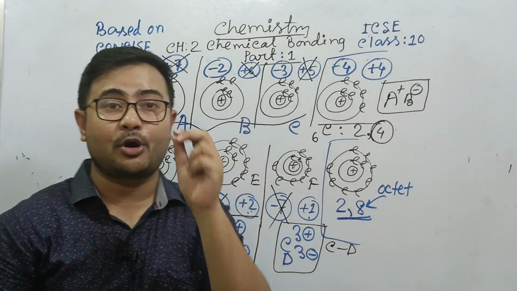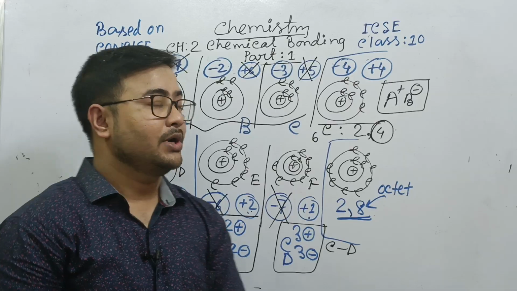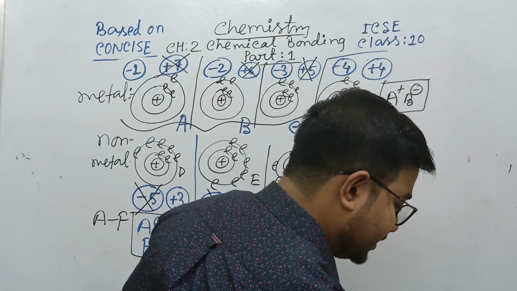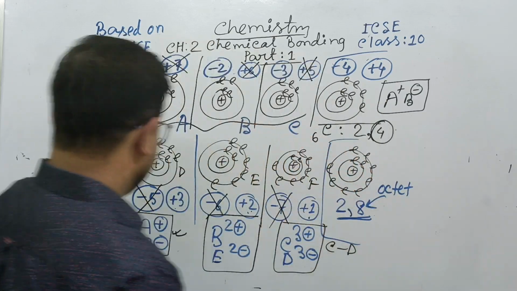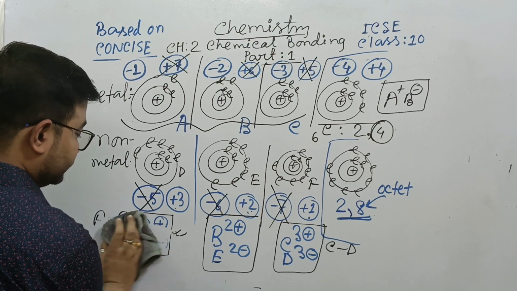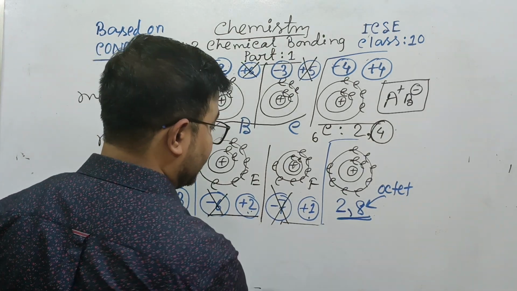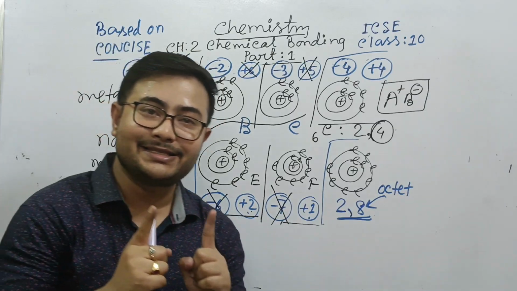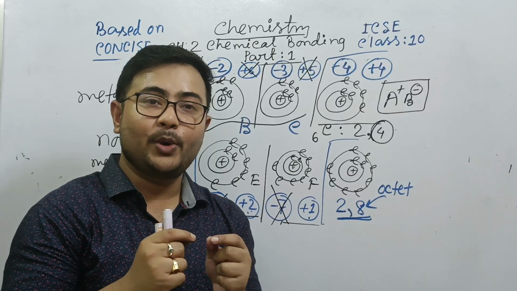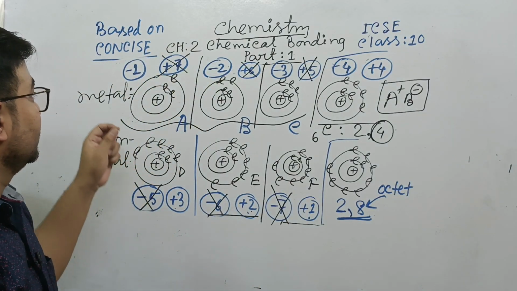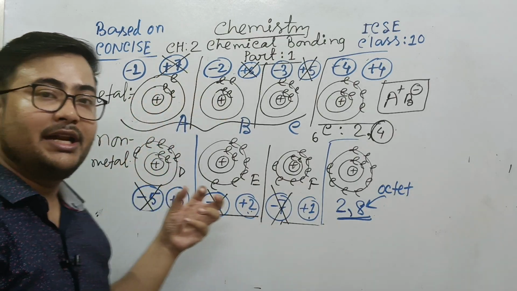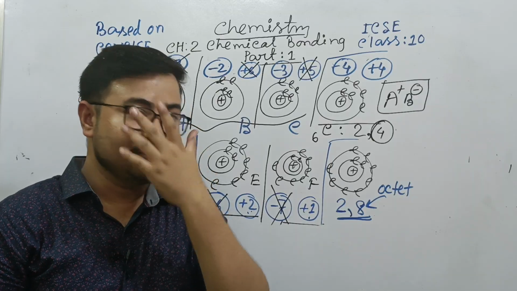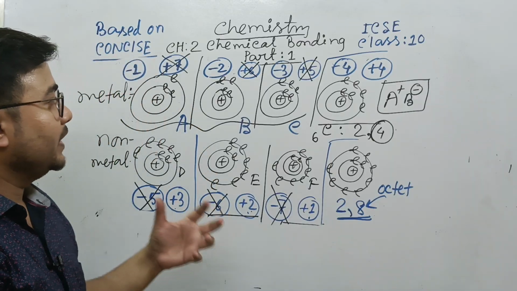So now what is the proper definition for the exam? What is the proper definition of electrovalent or ionic bond? Okay, note it down, all of you. The definition is: to gain stability, when two atoms release and accept their electrons and form a bond between themselves, then this bond is known as electrovalent or ionic bond.